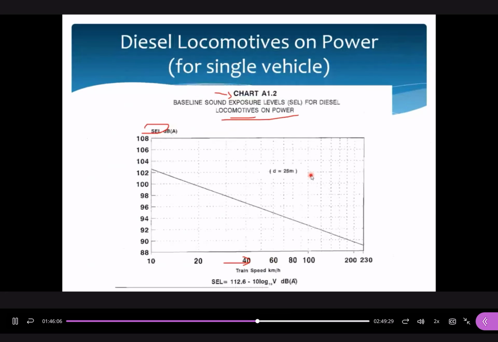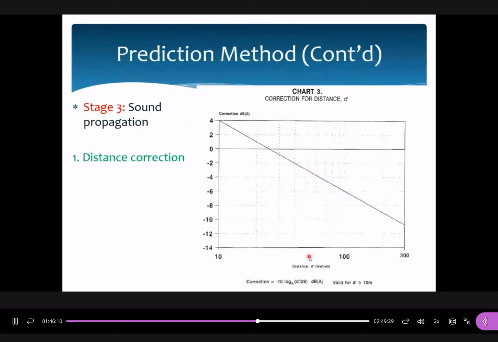But if the separation distance between the receiver and the effective source is longer than 25 meters, you can see that all the correction factors are negative values. It makes sense, the longer the distance, the lower the sound effects. So the correction factors should be negative values. And this equation is exactly equal to this figure. So either this equation or this figure could be given in the final exam if there are relevant questions.